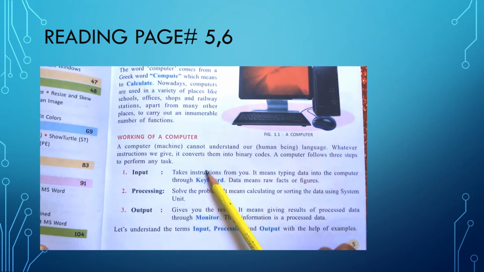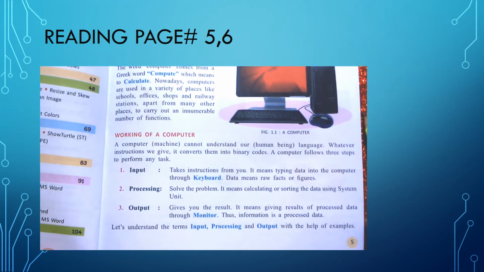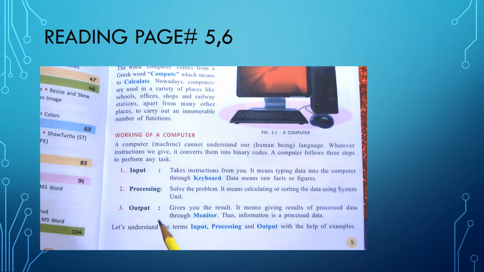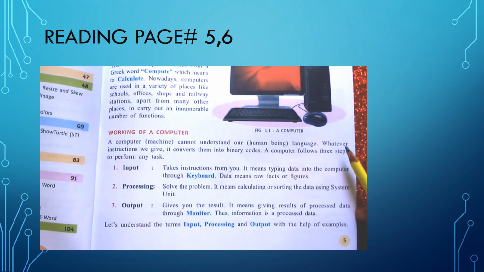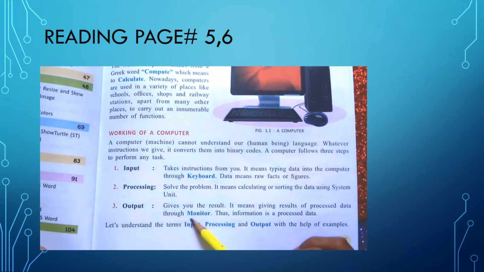Input means take instruction from you. It means typing data into computer through keyboard. Data means raw facts or figures. Processing, solve the problem. It means calculating or sorting the data using system unit. Output means give you the result. It means giving results of processed data through monitor. Thus information is processed data.